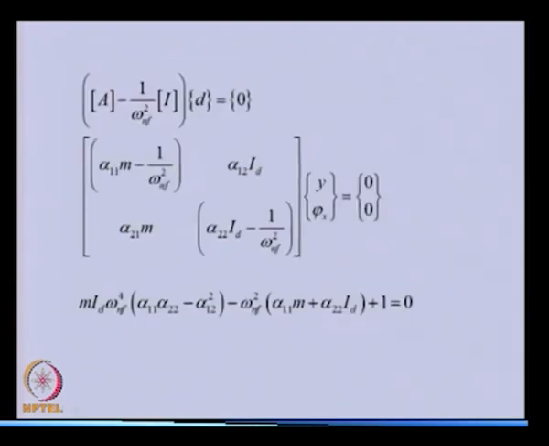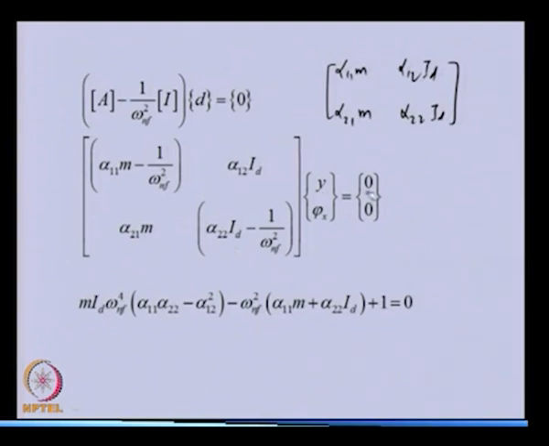And for free vibration, we had this relation earlier, which we derived. Now we have only two terms in the A matrix, so this A matrix will have the form of alpha 11 m, alpha 12 I_D, alpha 21 m, alpha 22 I_D. If we substitute this here and club these two, we will get this matrix.